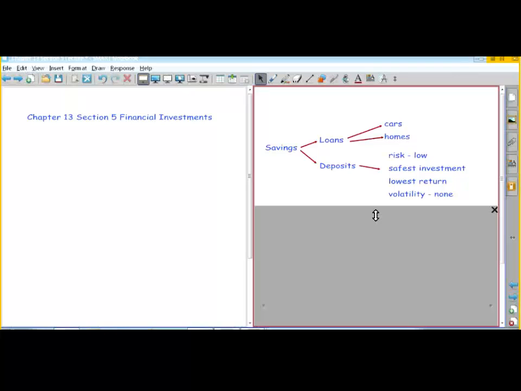So then the bank lends that money locally to people for the two main things that you borrow money for, which is buying cars or buying homes. And the interest rates that they charge for the loans has to be greater than the amount they're giving for the deposits. Now, of course, that's how a bank works. They have to charge more for the loan than for what they're giving for the money.